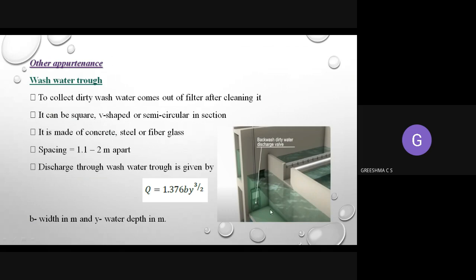This is a wash water trough in the rapid sand filter. This wash water trough is provided to collect the dirty water after backwashing, or during the cleaning process through backwashing. Cleaning is done through backwashing. During the cleaning through backwashing, there will be a lot of dirty water over here. All this dirty water will be collected through this wash water trough. The trough can be of different shapes and mainly it will have a discharge of 1.376 by 3 by 2 y raised to 3 by 2.